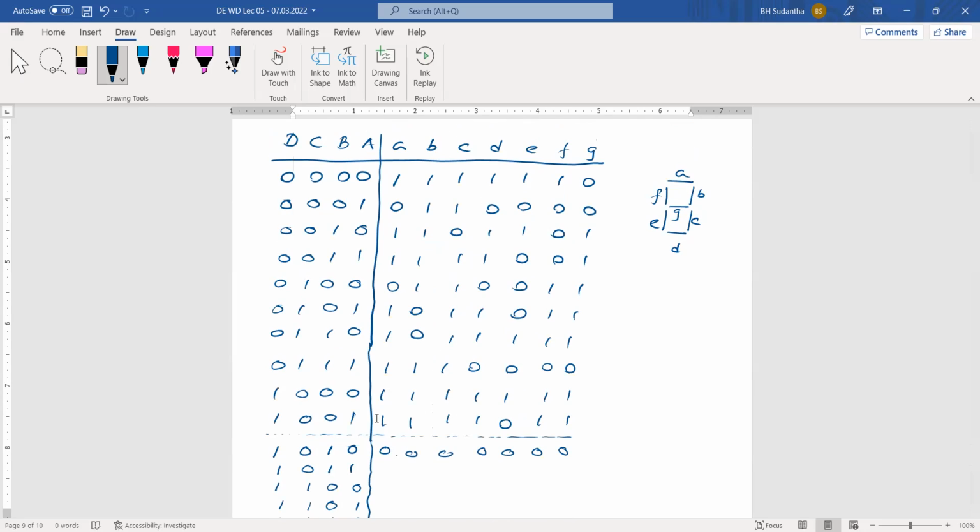But we are not going to do this designing part. Anyway, you should be able to understand that, and you should be able to explain it.